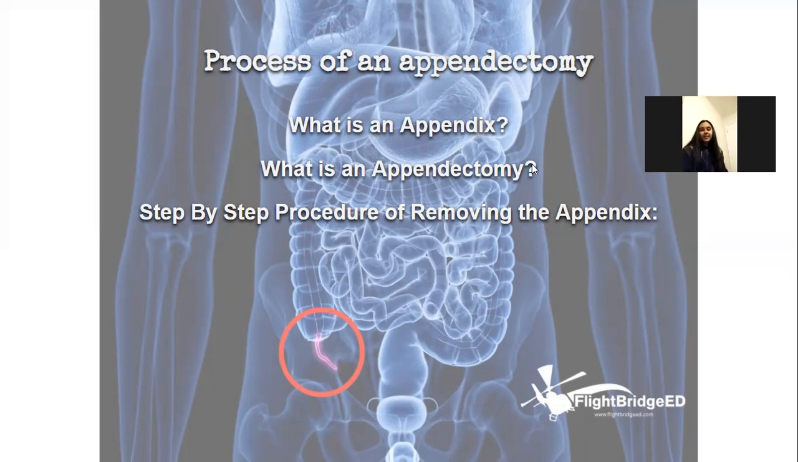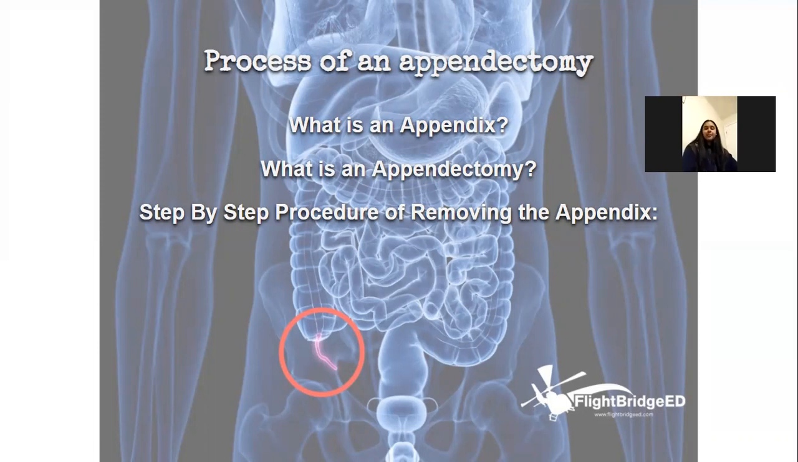Now I'm going to walk you through a step-by-step procedure of removing the appendix. First, a small incision will be made in the lower right area of your stomach. Second, your abdominal muscles will be moved to the side, and then a further incision in the abdomen will follow. Third, the appendix will be cut off from both the large and small intestine, and both intestines will be tied off. Fourth, the appendix is sealed with stitches and then finally removed.